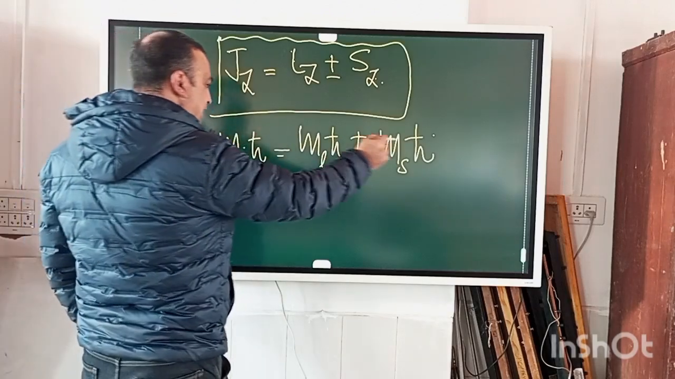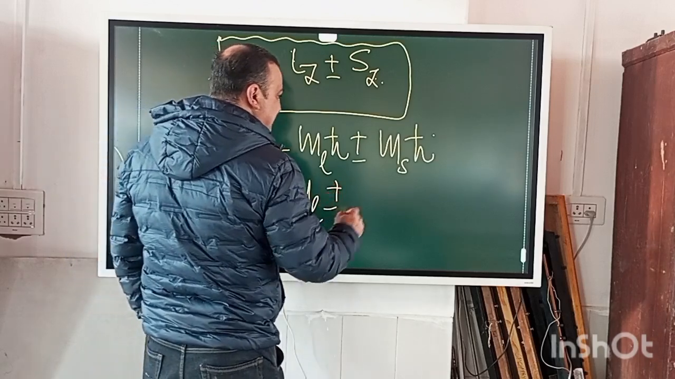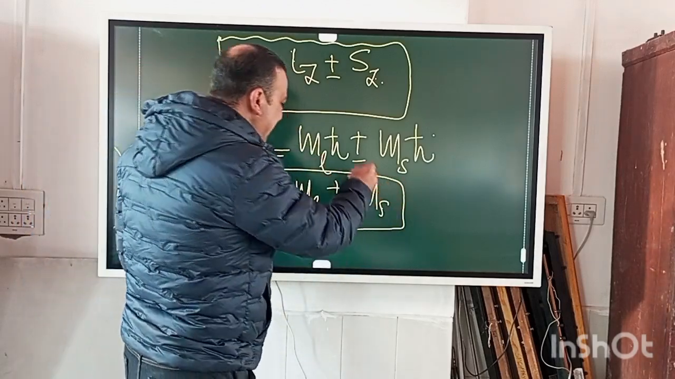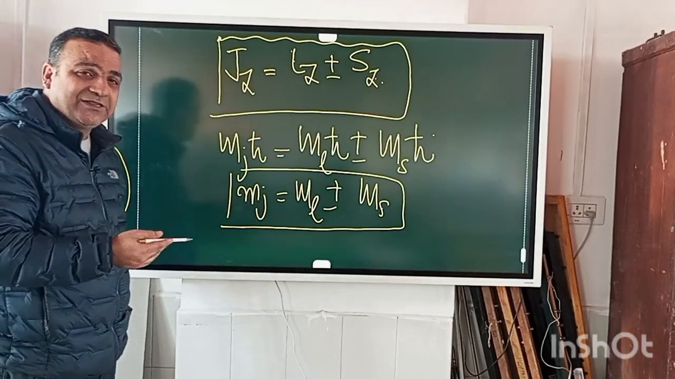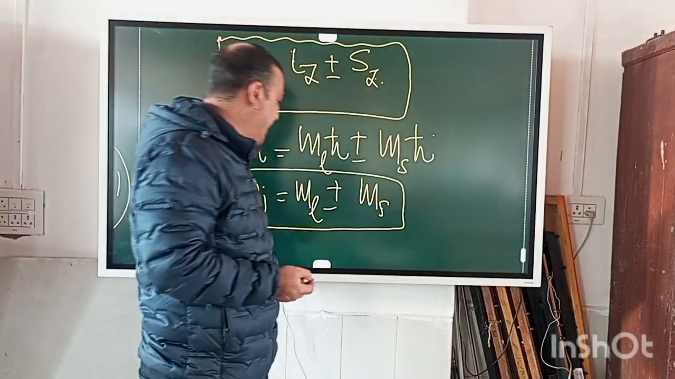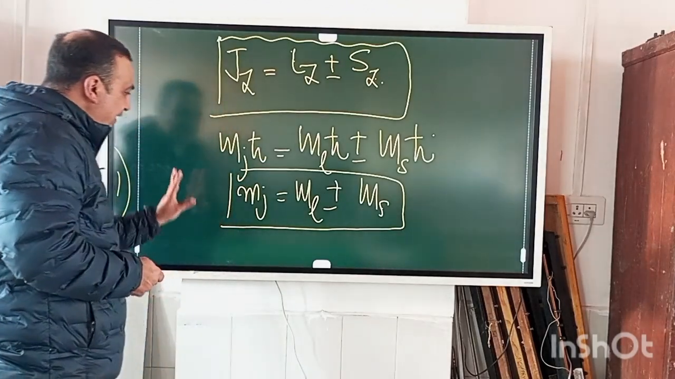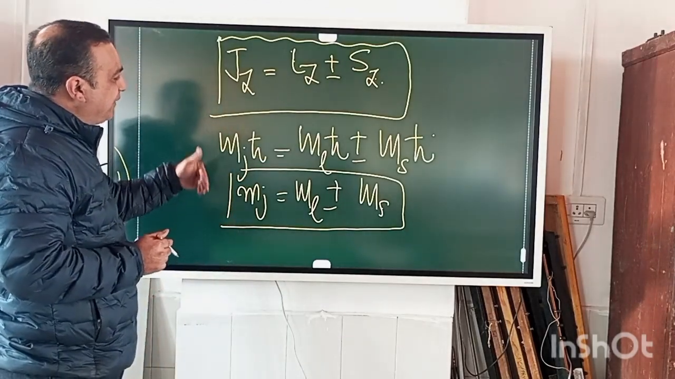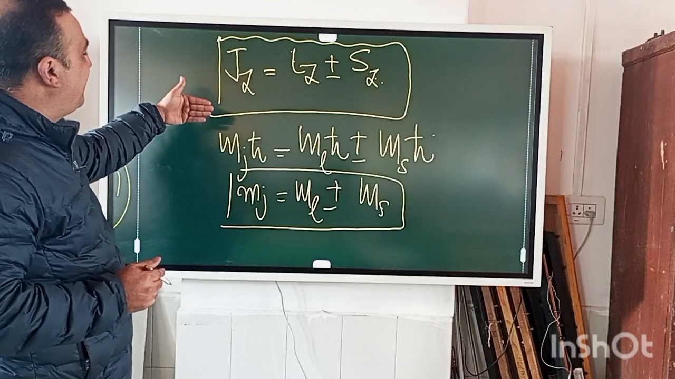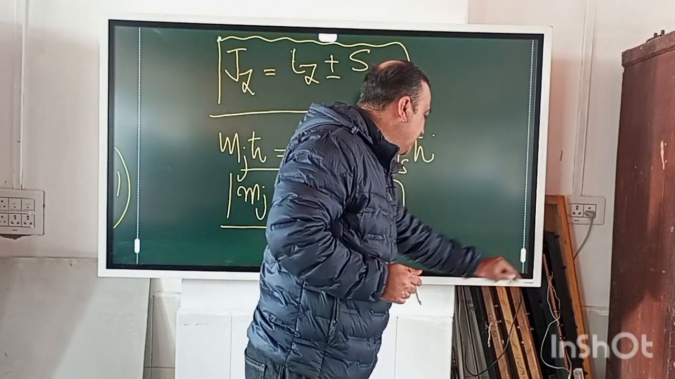And we can immediately see that these h bars can cancel, and we will have mj equal to ml plus minus ms. And we know that mj, ml, and ms have a clear relation with the original j, the original l, and the original s. So that means we can obtain a result based on the original total angular momentum, total orbital angular momentum, and total spin angular momentum.